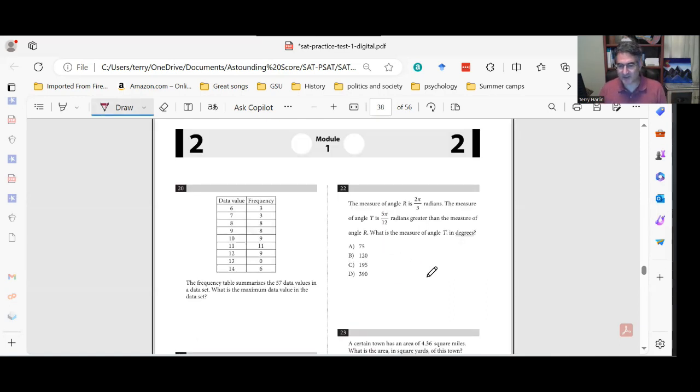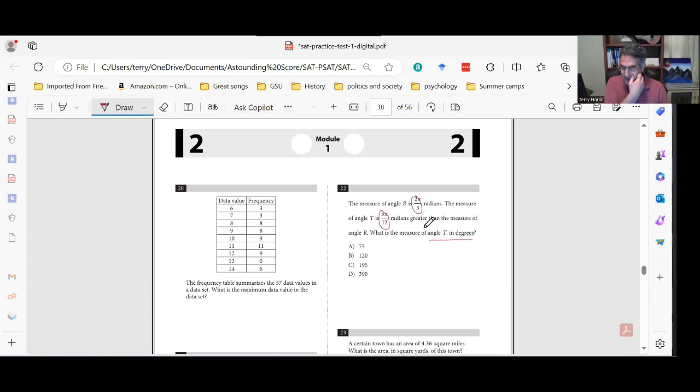Okay, let's take a look at 22. What is the measure of angle T in degrees? I'm looking at the answer choices, and I see the measure of angle R is 2/3 pi radians. The measure of angle T is 5/12 radians greater than the measure of angle R.